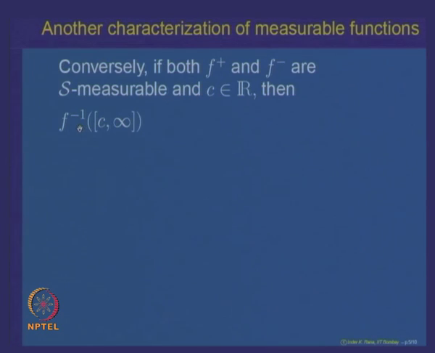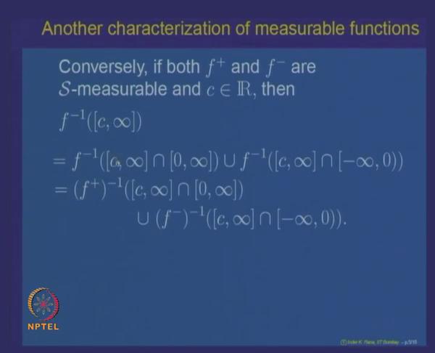So, now let us observe that the inverse image of the interval c to infinity can be decomposed into two parts. Look at the intersection of c to infinity with 0 to infinity, and the intersection of this interval c to infinity with minus infinity to 0. So, this interval c to infinity is decomposed into two parts, its intersection with minus infinity to open interval 0 and its intersection with closed interval from 0 to infinity.